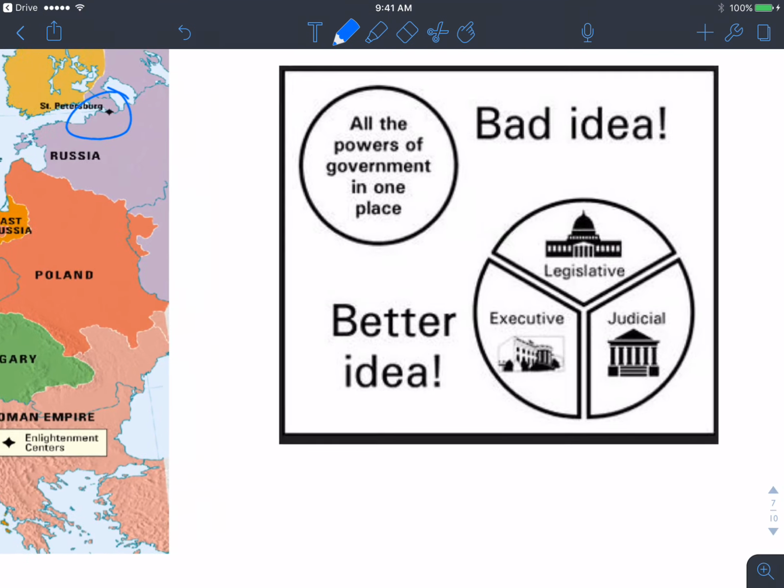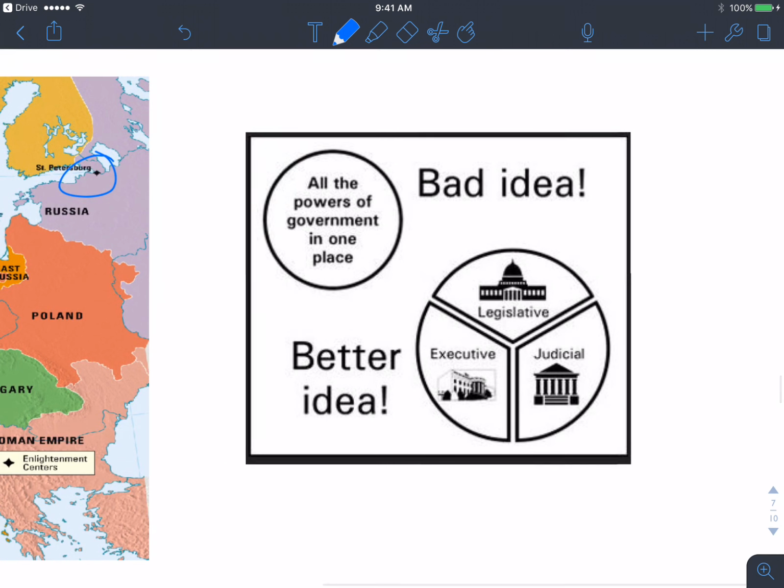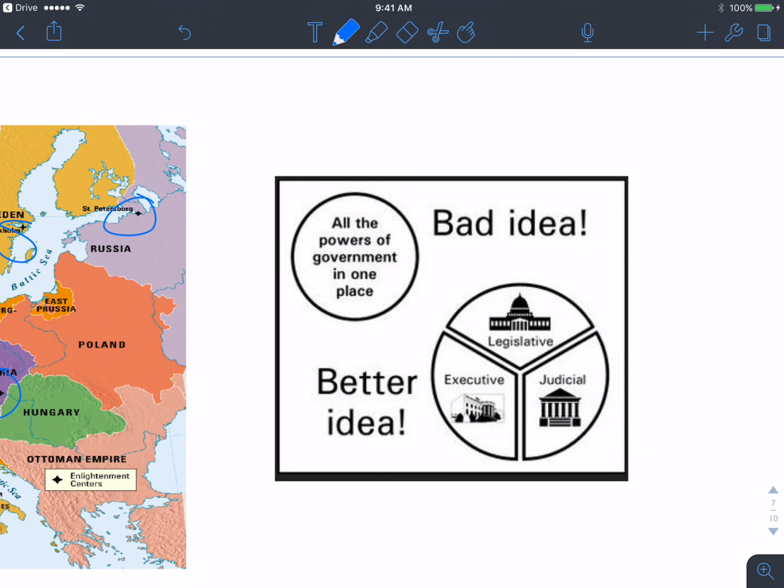And this graph over here is pretty cool, this little graphic. It says all the powers of the government in one place, and that's a bad idea. So here I'm just going to put a little symbol. This is absolutism.